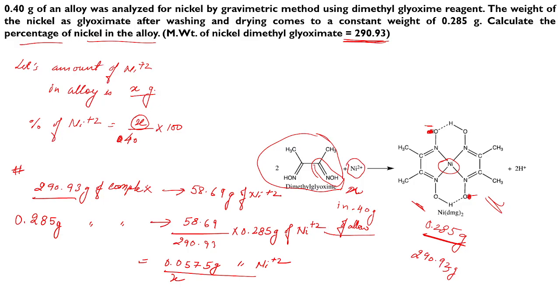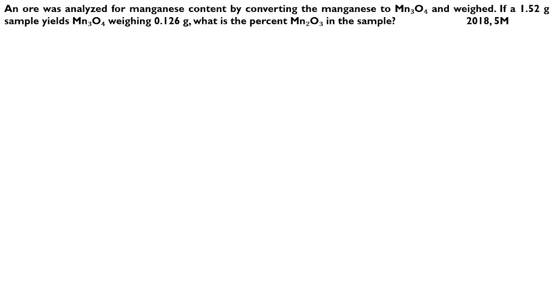Now when we put this value in X, 0.0575 divided by 0.440 multiplied by 100, it will give you 14.37 percentage. So this is how you need to solve this question. Okay, I hope you understand this question. Now let's move to the next question of the series.